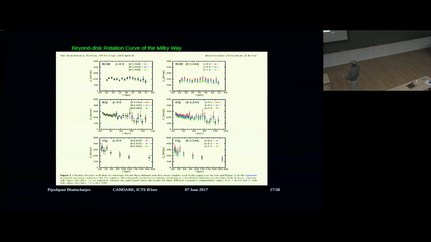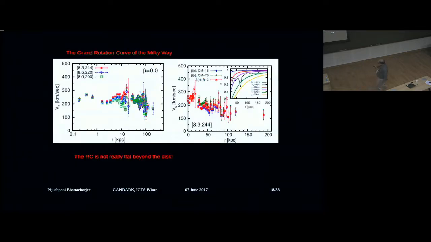Using this Jeans equation, you can reconstruct the rotation curve for these various different samples, and then we collapse the samples by some weighted average method. For example, you see this rotation curve goes like this. It's just falling, it's not flat. This is the grand rotation curve combining everything, from the central regions all the way out to very large radii. See, lots of data are put in.